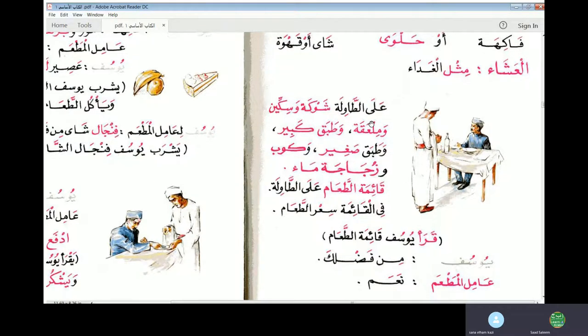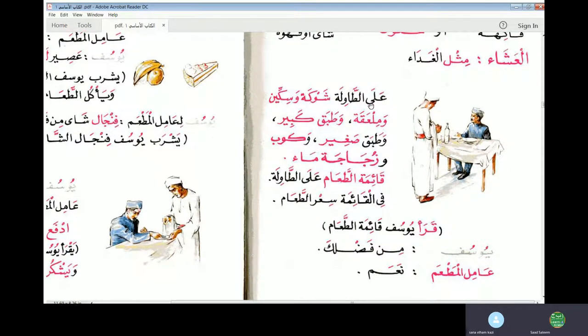Complete this. Alat tawilata, on the table. Shaukatu, wasikinun, wa mil akhatu. Shaukatu is fork, wasikin is knife, wa mil akha is spoon. Wa tabaka kabirun, and a large dish. Wa tabaka sagirun, and a small dish.